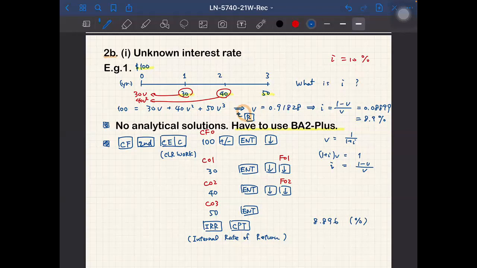So in this way we can use the BA II Plus to calculate it. You cannot solve this mathematically, since this is a polynomial equation. If we had one more cash flow, it would be an even higher-degree equation, so you cannot solve it analytically. So you have to use the BA II Plus.